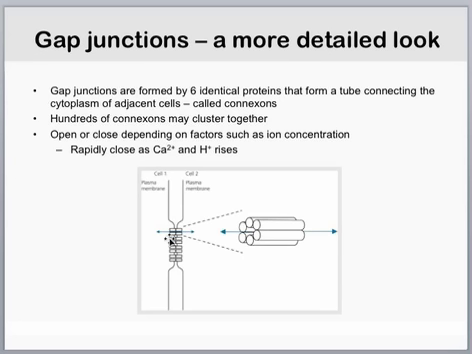Typically, if you look at the point where these gap junctions are, the membranes come together, and there are many of these protein aggregates forming these channels, allowing the passage of ions between the two cells.